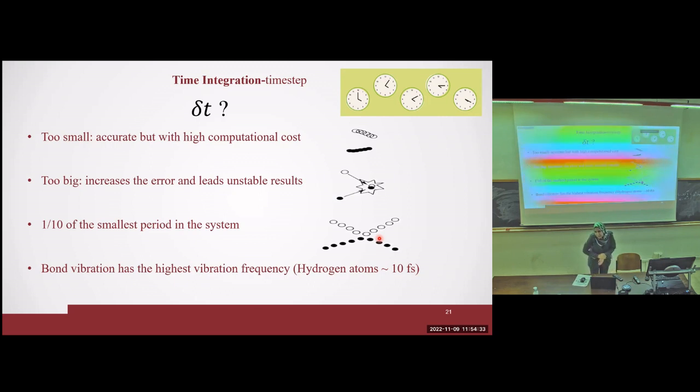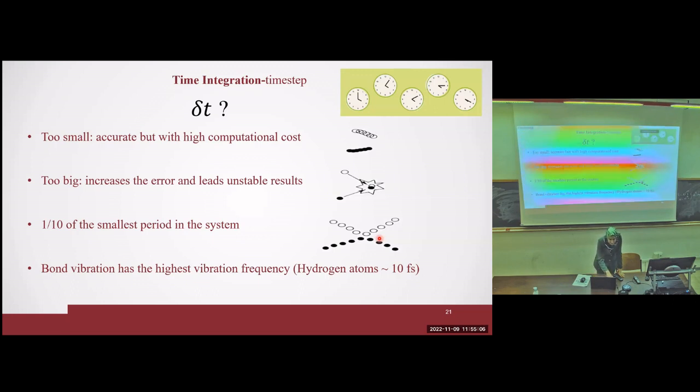But what if it's too big? We will lose some information. Something will happen and we don't understand it. For example, even the atoms may just collide with each other. So we have to find a proper time step. At the end of the story, the proper time step for molecular dynamics is around 1 femtosecond. Okay, but it sometimes differs case by case.